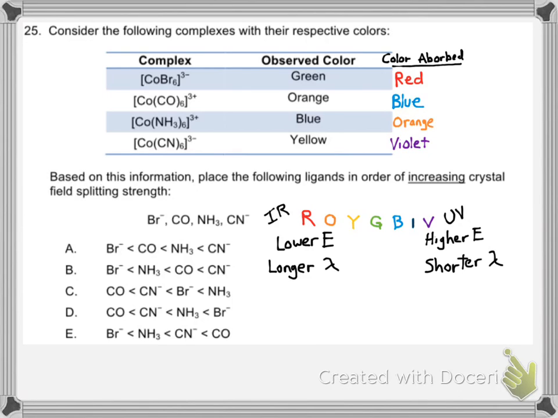So now if we analyze the colors absorbed here, we can see which one is the lowest and which one is the highest. So I'm just going to rank them from lowest to highest, where 1 is the lowest and 4 is the highest, just to put them in order here. So red is the lowest energy color here. Next we have orange, then blue, and then violet is the highest energy.